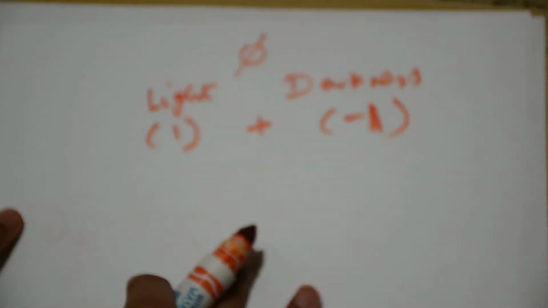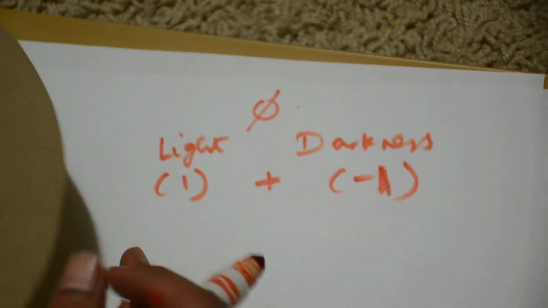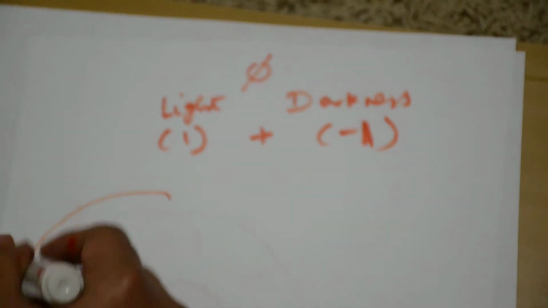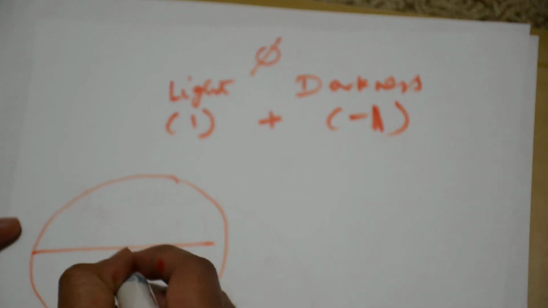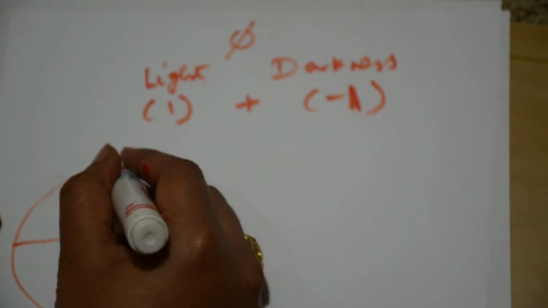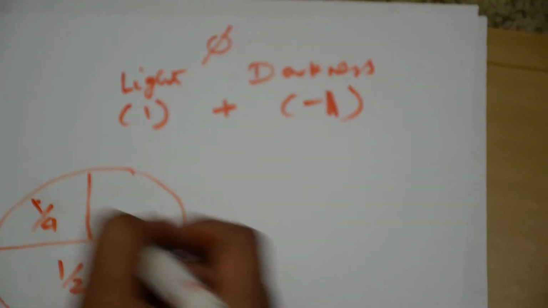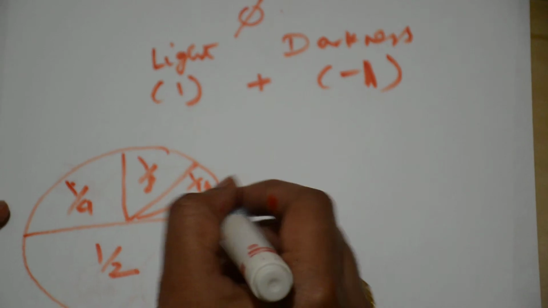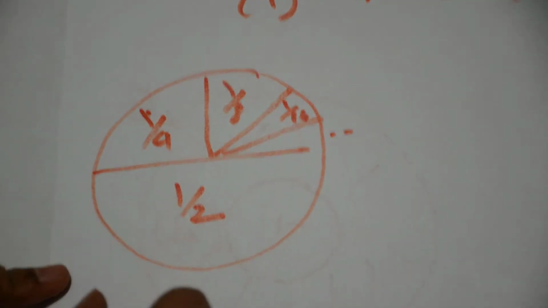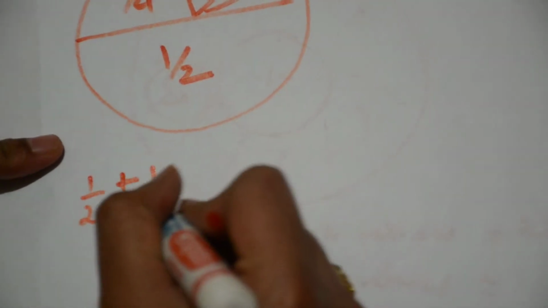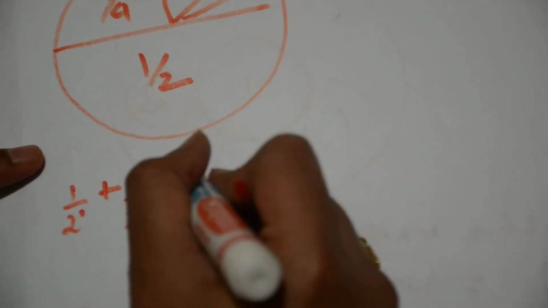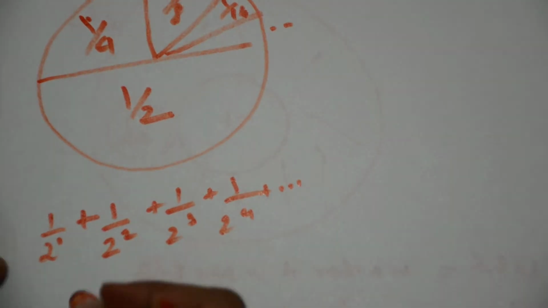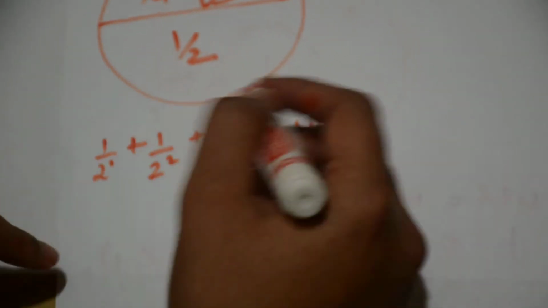Now what is this 1? If you take this full circle, you can write it as 1 by 2, plus half of 1 by 2, 1 by 4, plus half of 1 by 4, 1 by 8, plus half of 1 by 8, which is 1 by 16, plus you can keep on breaking it, which is 1 by 2 plus 1 by 2 squared plus 1 by 2 cube, which is nothing but Zeno's paradox. You would have come across this concept before.